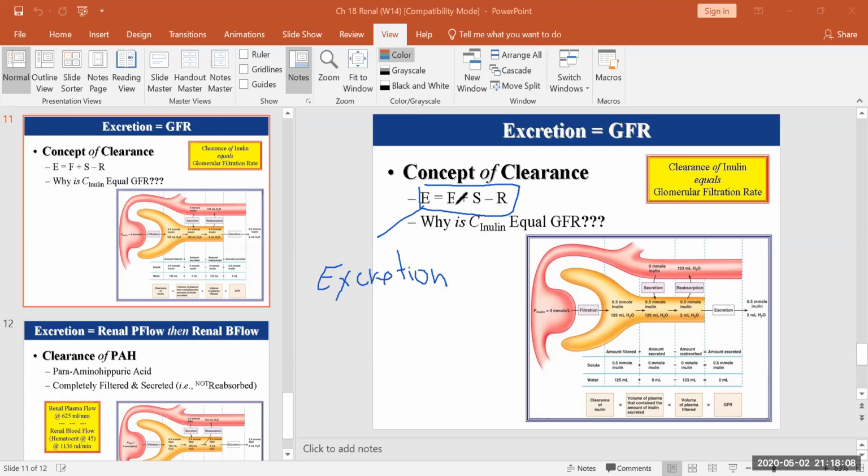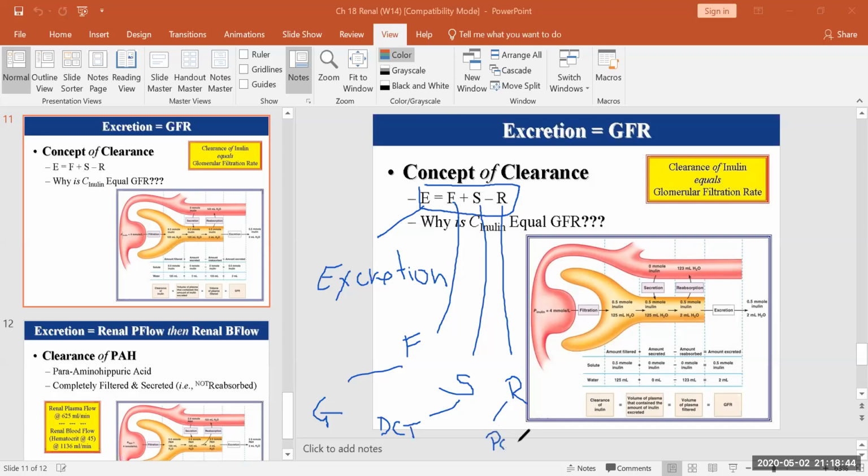F stands for filtration, more specifically glomerular filtration. S is for secretion. R is for reabsorption, right? F is done by the glomerulus. Secretion is done by the distal convoluted tubule. Reabsorption is done by the proximal convoluted tubule.